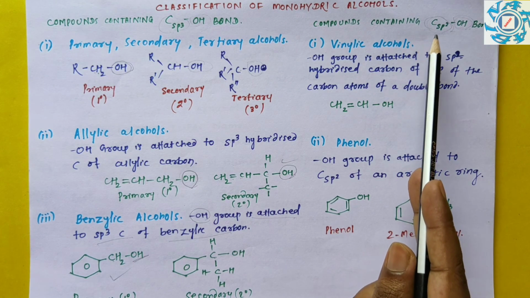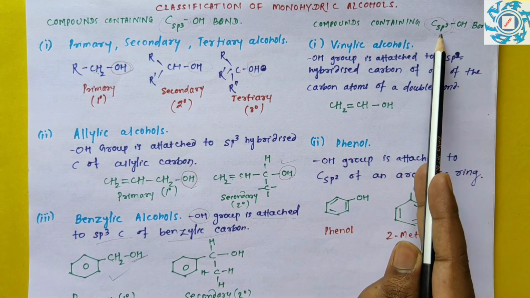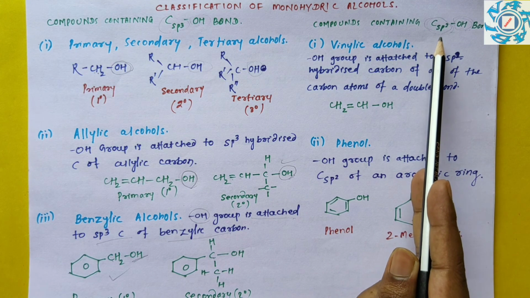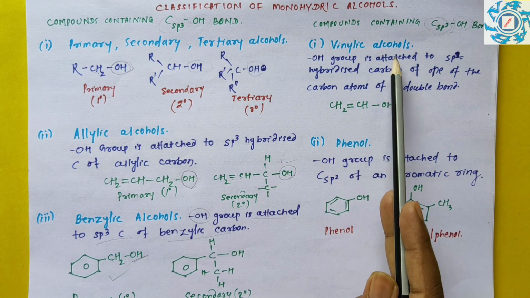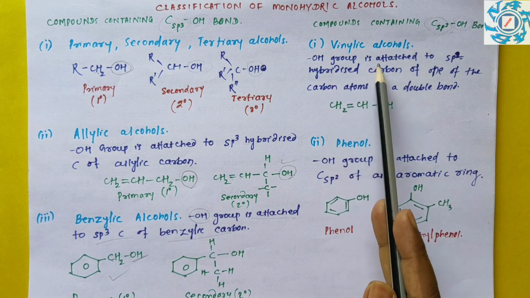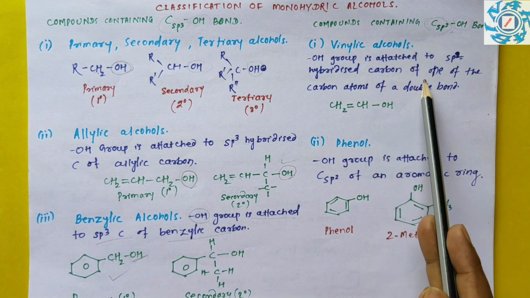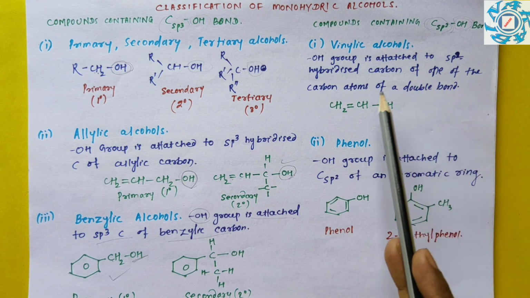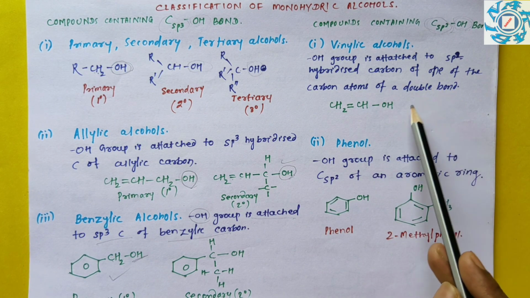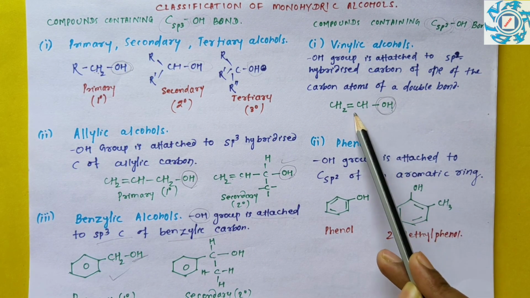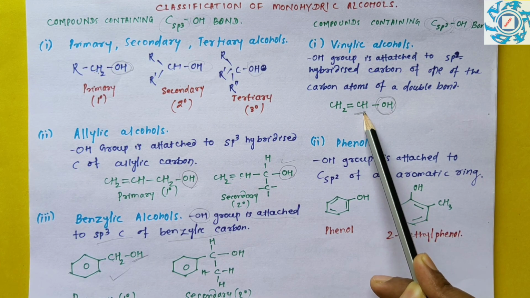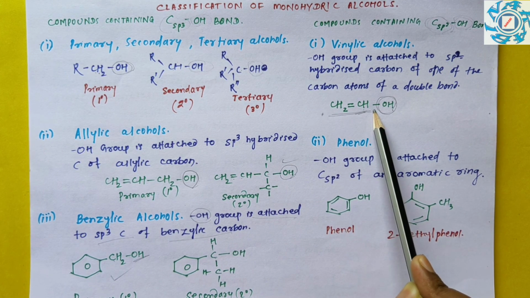Next we will discuss what? Compounds containing OH bond attached to sp2 hybridized carbon atom. So here the example is vinylic alcohols. So what is vinylic alcohols? Means the OH group is attached to sp2 hybridized carbon atom of one of the carbon atoms of double bond. That means what? OH group must be attached to double bonded carbon or sp2 hybridized carbon. That is known as what? Vinylic alcohol. So you can see here vinylic alcohol.